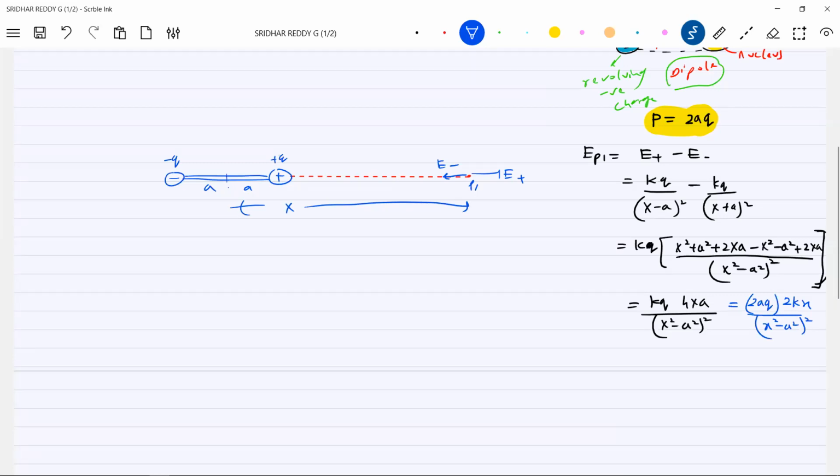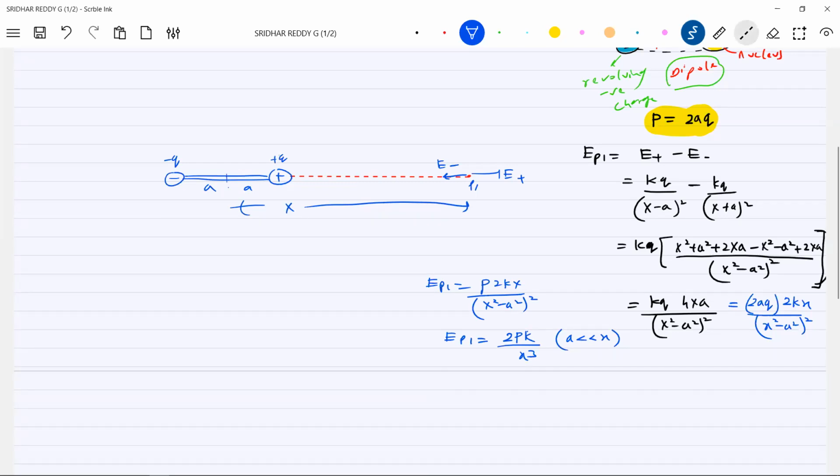2aq is equal to the dipole moment. So therefore this will become P times 2kx. Since a is very much less than x, the net effective expression will be 2pk by x cube, where a is very much less than x. Okay, try to see this. So this is the expression for the electric field strength at point P.